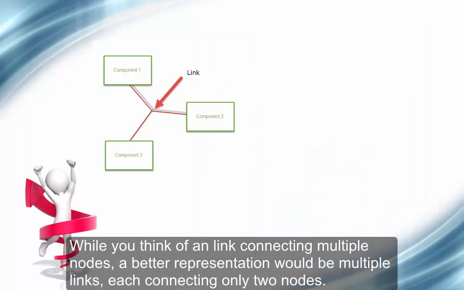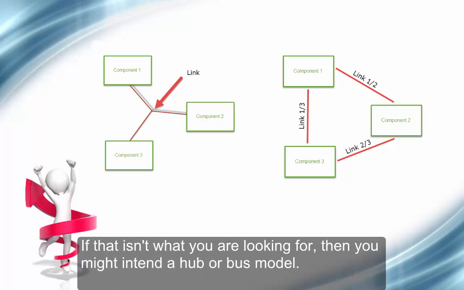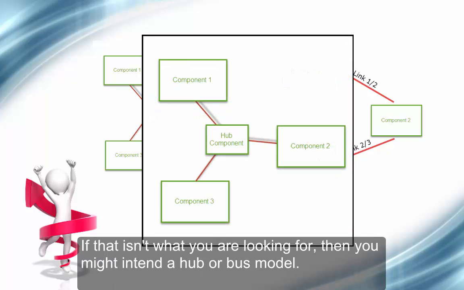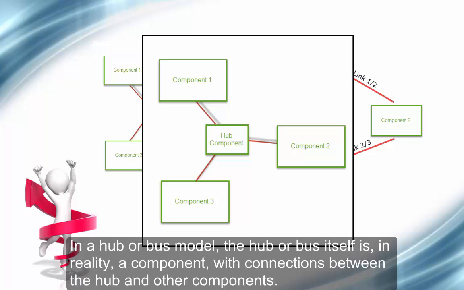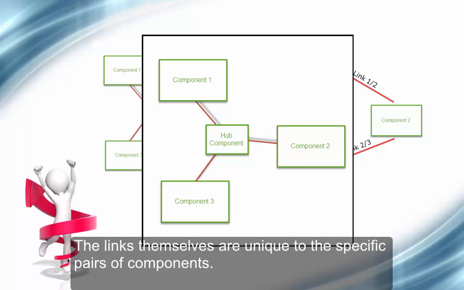While you'd think of a link connecting multiple nodes, a better representation would be multiple links, each connecting only two nodes. If that isn't what you are looking for, then you might intend a hub or bus model. In a hub or bus model, the hub or bus itself is in reality a component, with connections between the hub and other components. Where links share common characteristics, it is generally the interface specification which is common. The links themselves are unique to the specific pairs of components.